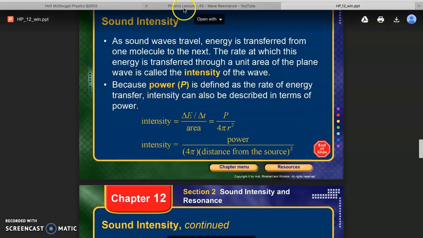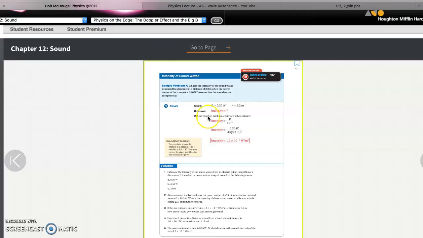If you go to your textbook, let's go over an example before you do your assignment. Part of your assignment is this page down here. What is the intensity of the sound waves produced by a trumpet at a distance of 3.2 meters when the power output of the trumpet is 0.20 watts? They're giving me the power and the distance between the source and the person hearing, which is your radius, because remember that sound waves spread out in all directions, creating a sphere. So all you have to do here is plug things in.